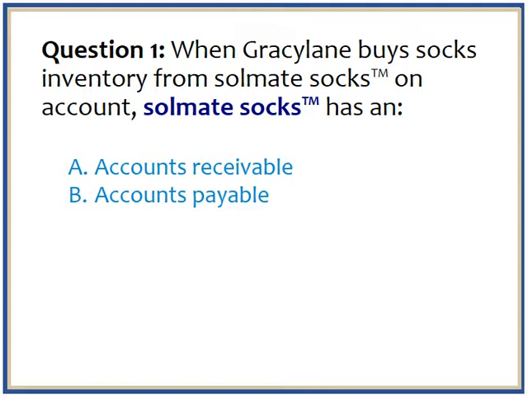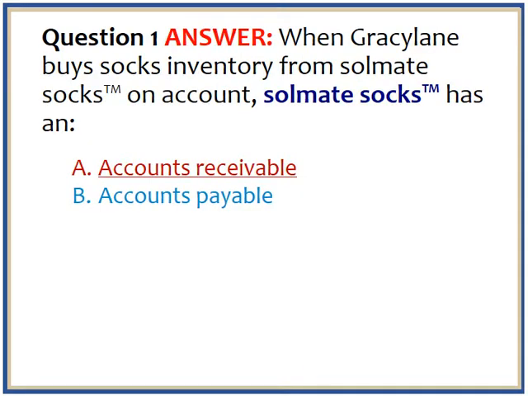The first question reads, when Gracylane buys socks inventory from Solmate socks on account, Solmate socks has what? The choices are accounts receivable or accounts payable. The answer is accounts receivable. Solmate socks has accounts receivable because Gracylane is its customer.